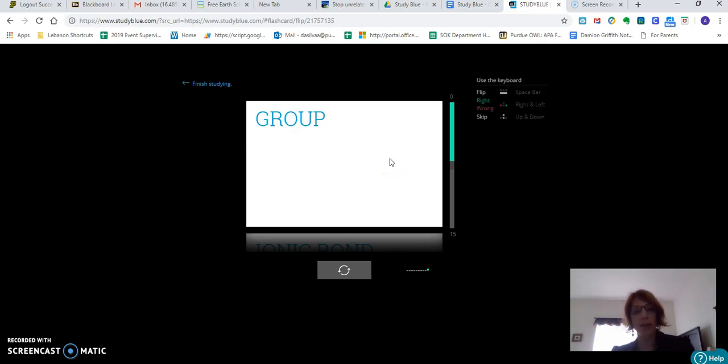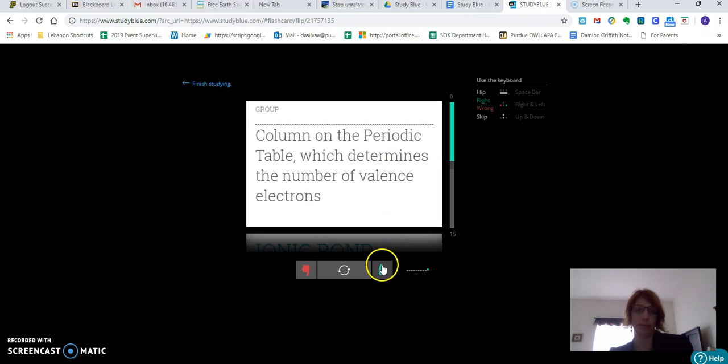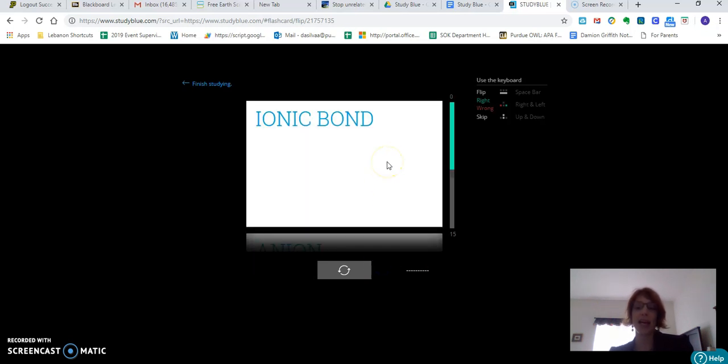A group is a column on the periodic table. The elements that are in a group act similar when they make molecules because they have the same number of valence electrons. An ionic bond is when 2 atoms connect because one of them gives electrons to the other one, and then they become positive and negative.